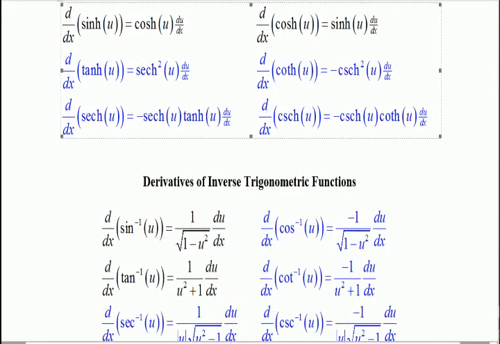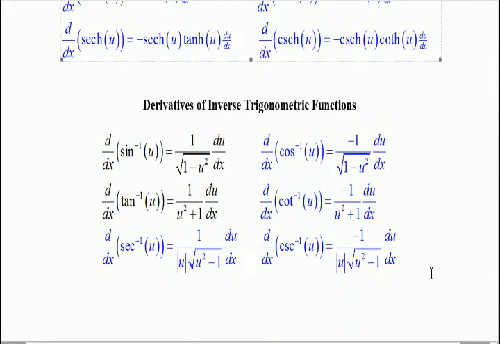Now we get to inverse trig functions. At least two of those I'd like you to memorize. The derivative of inverse sine of u is 1 over the square root of 1 minus u squared times du over dx. And the derivative of inverse tangent of u is 1 over u squared plus 1 du over dx. I probably should have written that as arc sine of u and arc tangent of u, because that's really a better way to write it. But this is the way you'd probably write them in your calculator.